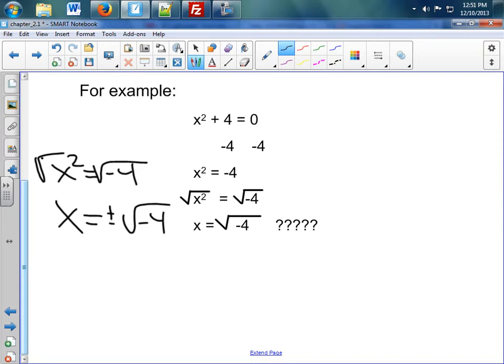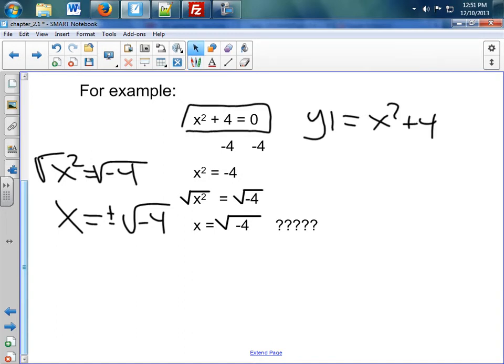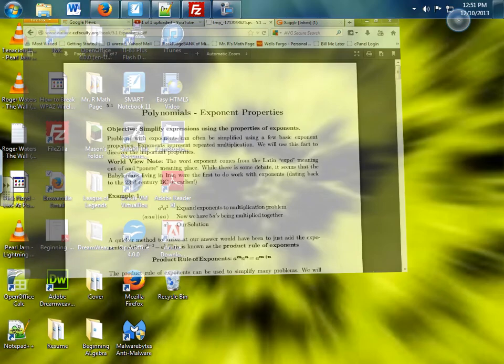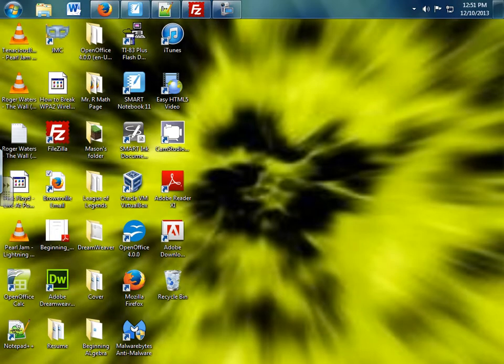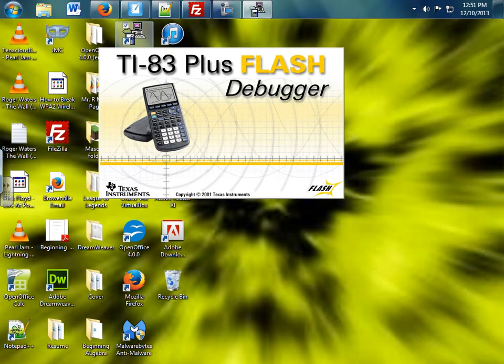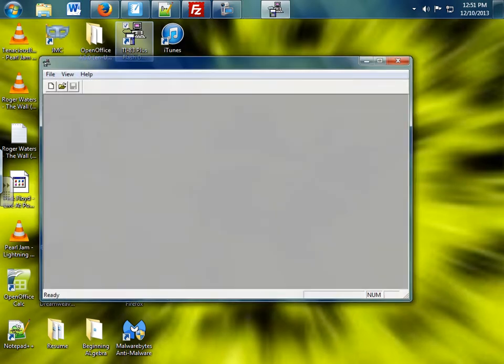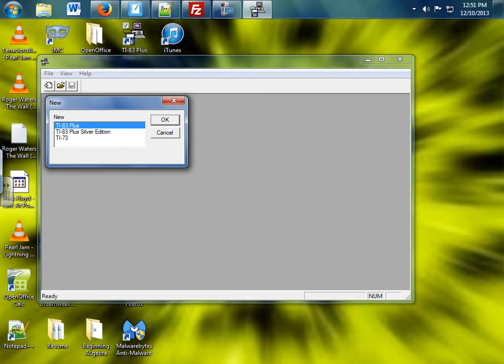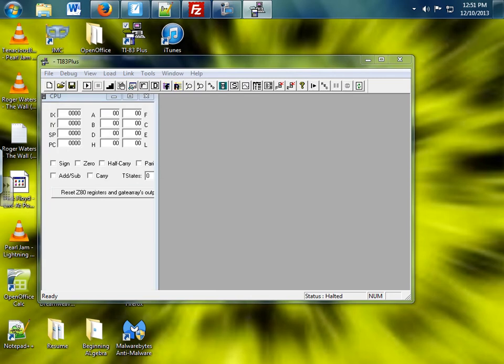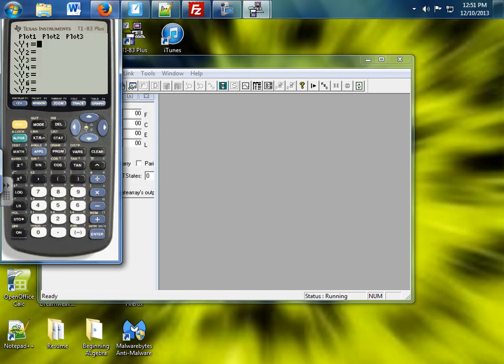Now, I want all of you to graph this one. Just graph y1 equals x squared plus 4. That should be your graph.